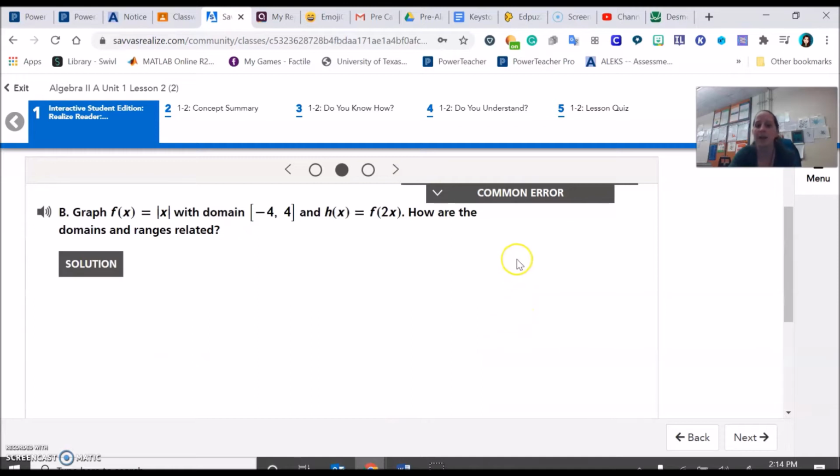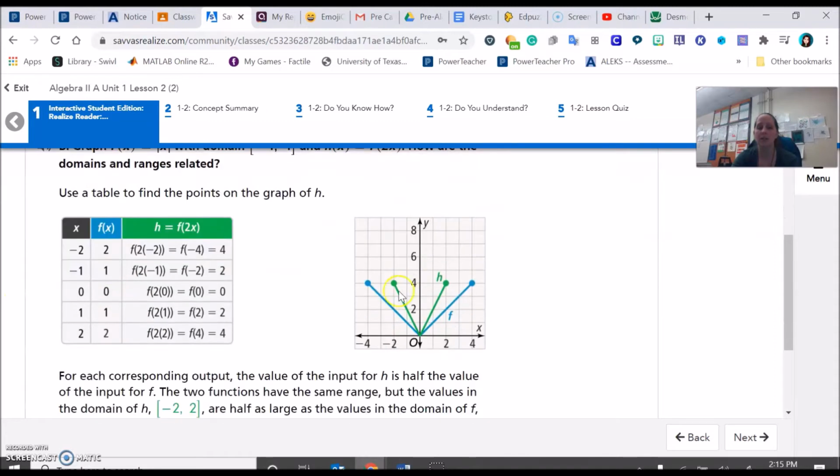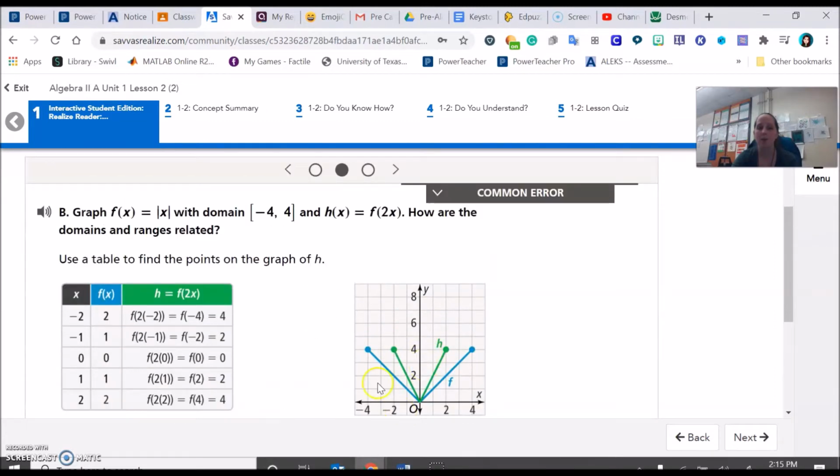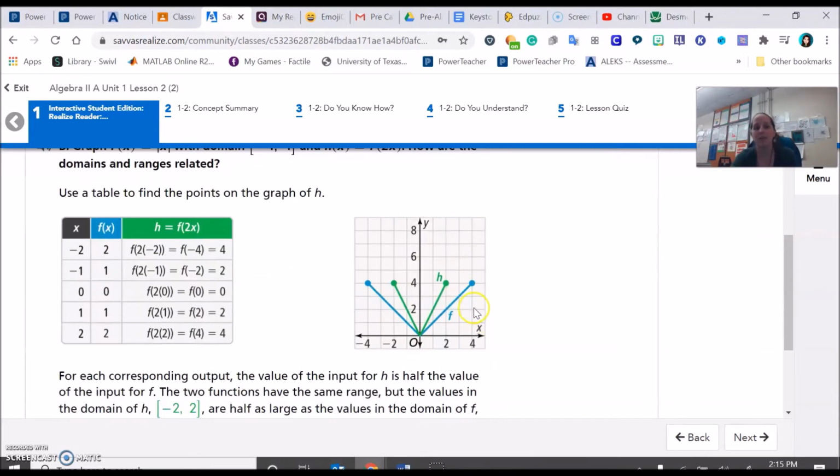B, graph f of x equals the absolute value of x with domain -4, 4. And h of x equals f of 2x. How are the domains and ranges related? So looking at this, absolute value of x and absolute value of f of 2x. So I multiply what was inside. Okay, that's how I got these values. So I shrunk it, I compressed it down. Okay, so I made it smaller. I squished everything together. Okay.